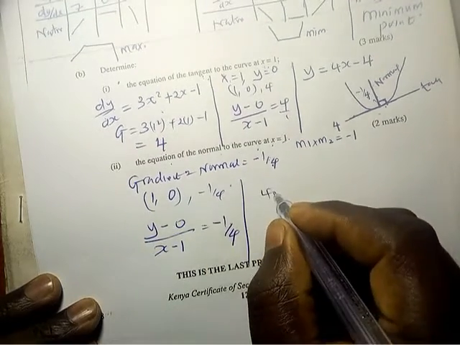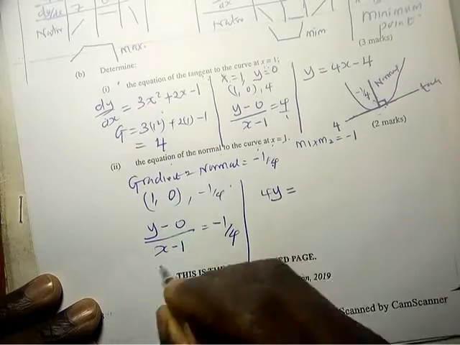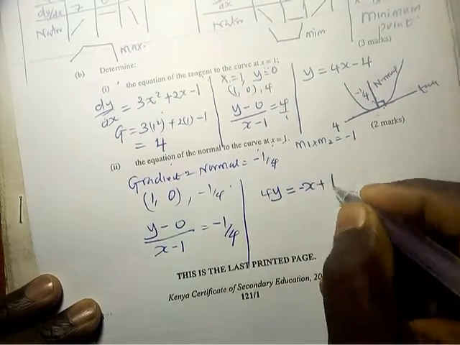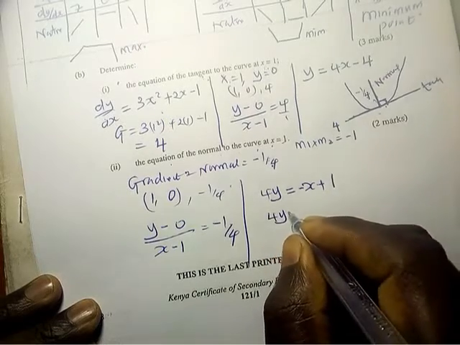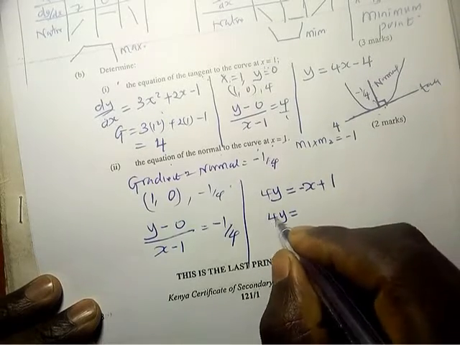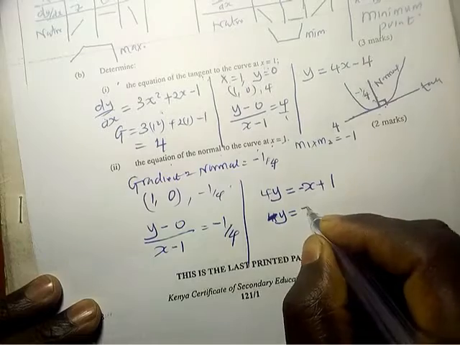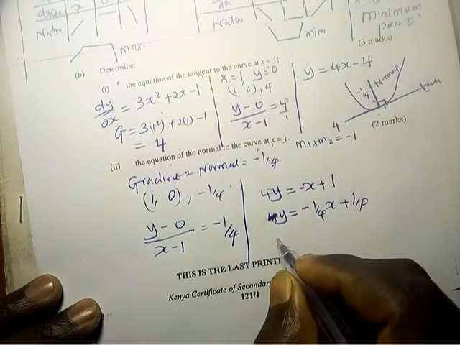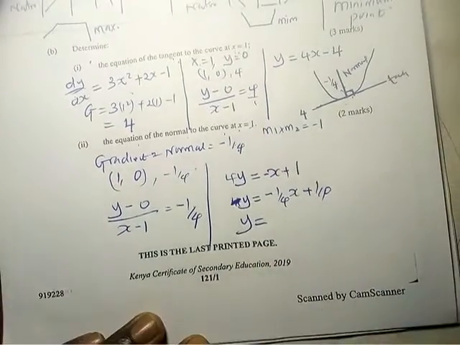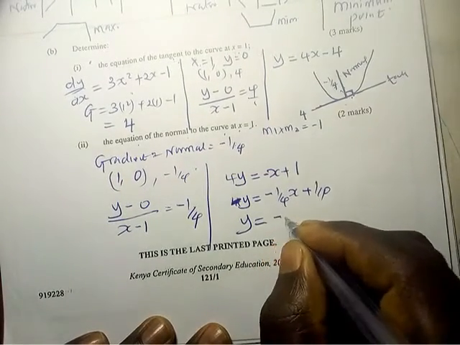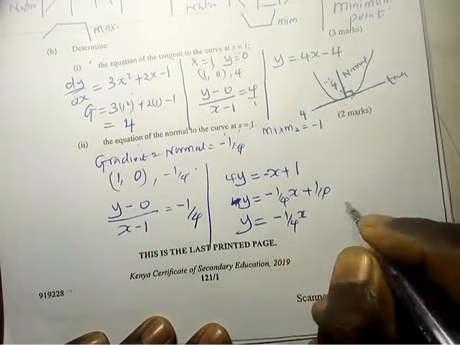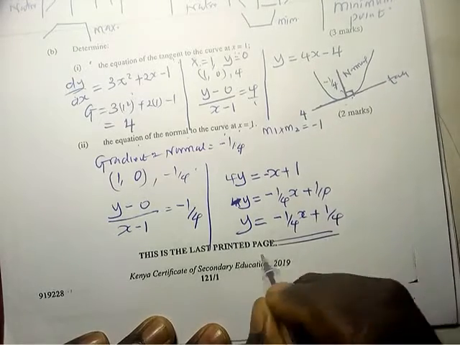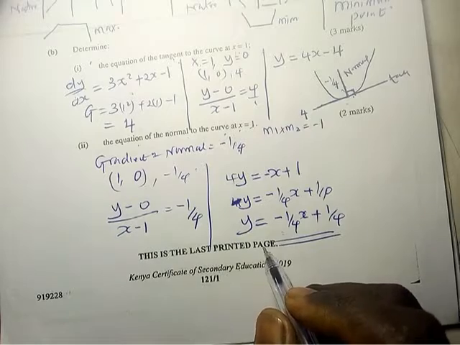So 4y is equal to negative x plus 1. 4y is equal to, or y is equal to negative 1 over 4 x plus 1 over 4. So the equation for the normal is y is equal to negative 1 over 4 x plus 1 over 4. And that is the equation of the normal.